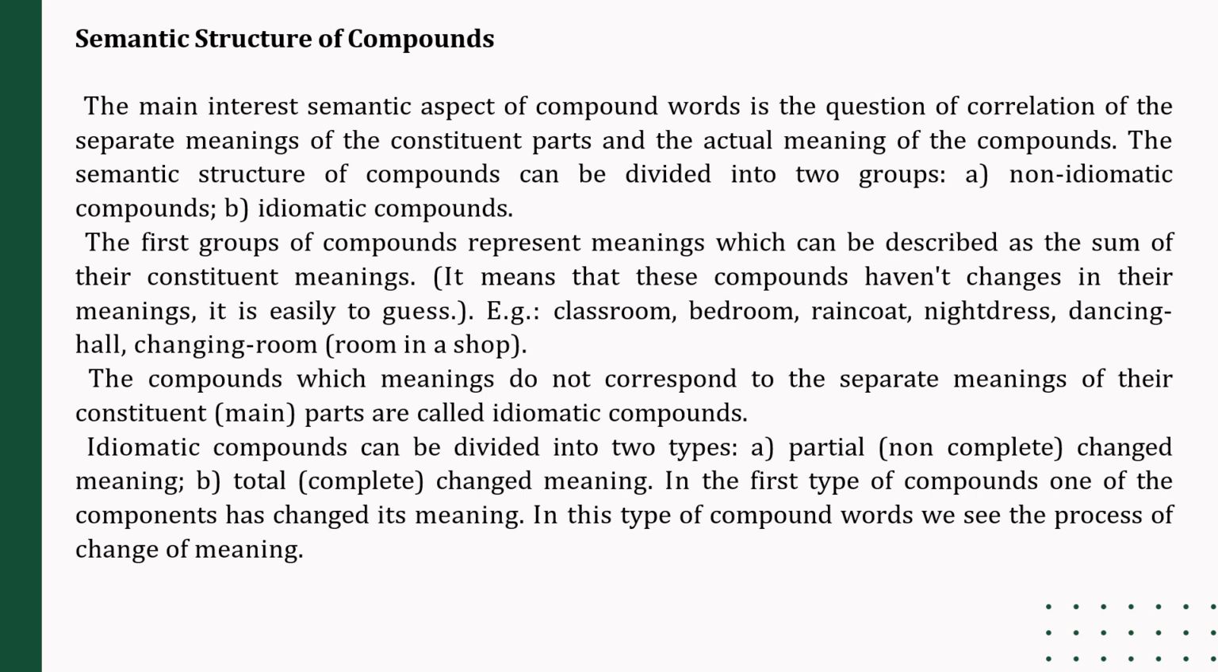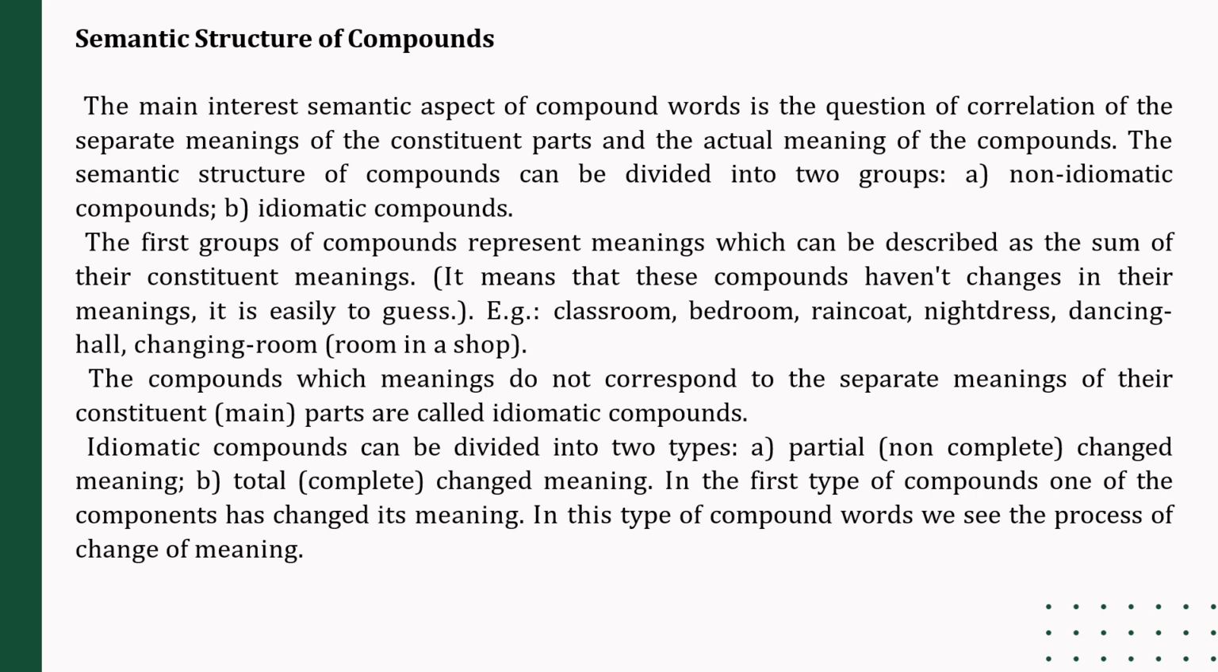The semantic structure of compounds can be divided into two groups: non-idiomatic compounds and idiomatic compounds. The first group of compounds represent meanings which can be described as the sum of their constituent meanings. It means that the changes in the meanings of these compounds are easy to guess. For example, classroom, bedroom, raincoat, changing room, etc.